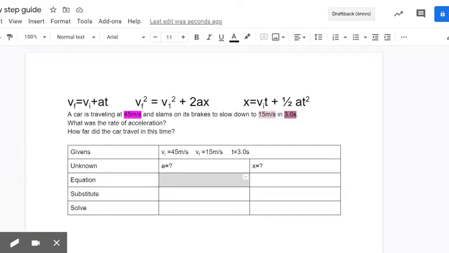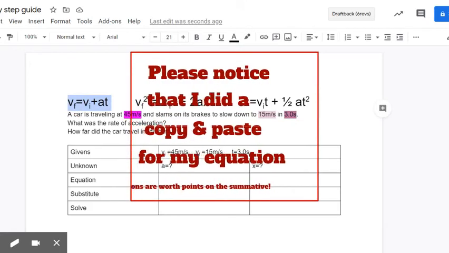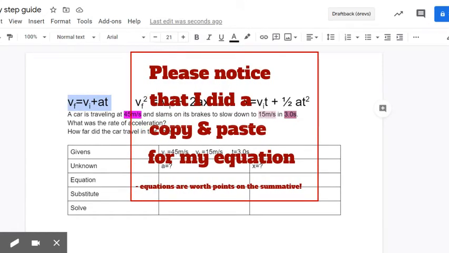So when I'm trying to decide what equation I'm going to use, I need to look at my givens and I need to look at my unknown. So I have a given of VI, a given of VF, a given of T, and an unknown of A. So I have to look at the equations that have VI, VF, T, and A in it. This first one has all of my givens, the VF, 15, the VI, 45, the A is my unknown, and the T is 3. So that's the one I should pick.